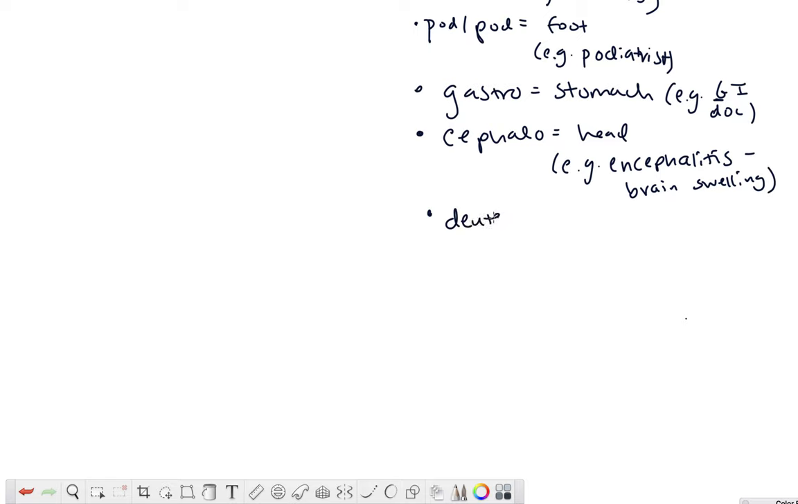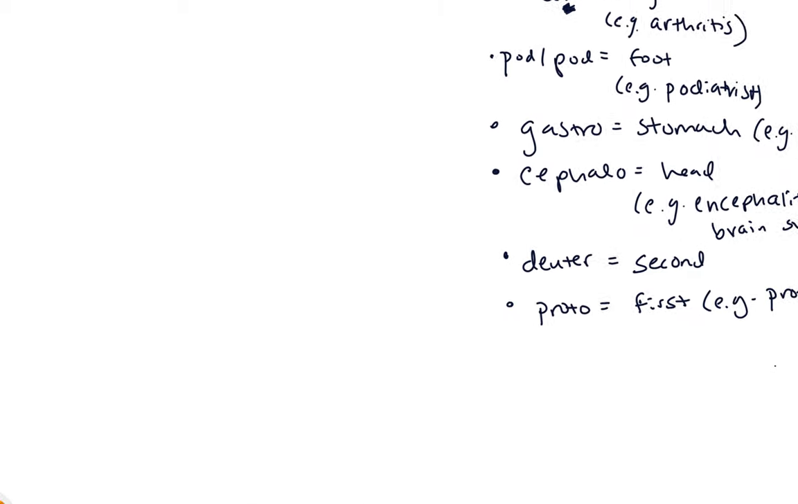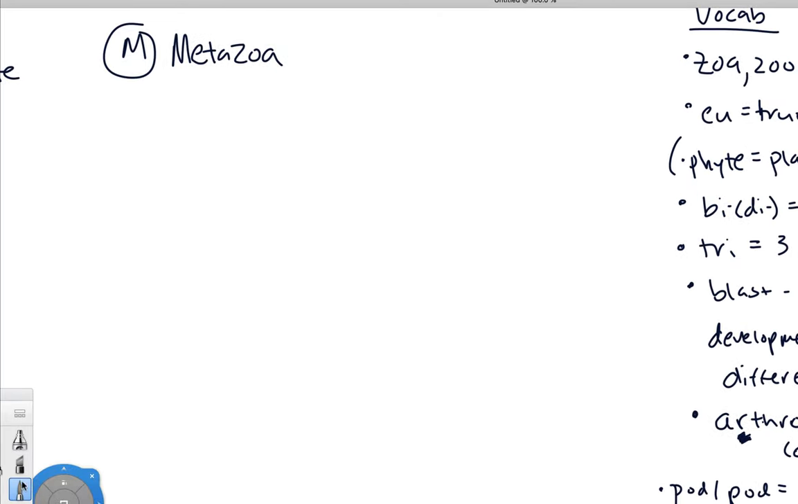You have deutero, which means second. Proto, which means first. You can remember that, like prototype, first version of something. So those are some ideas that I had that could be useful for this unit. All right, so back to our metazoa.